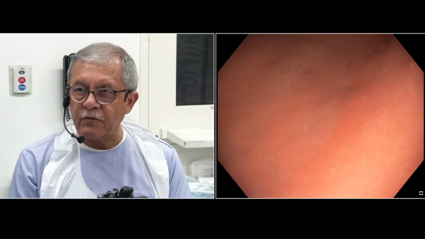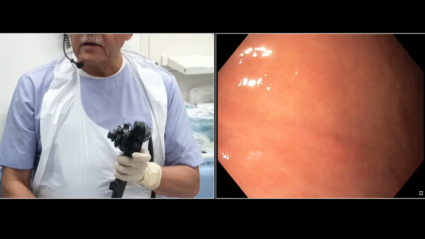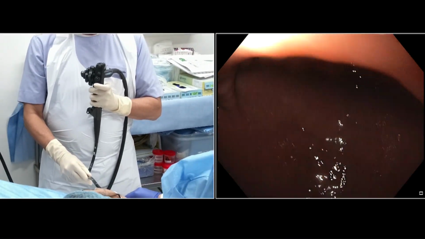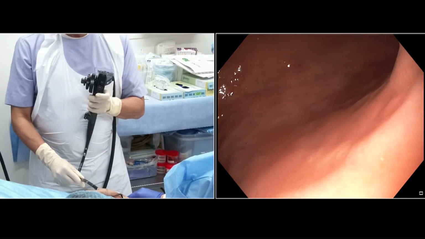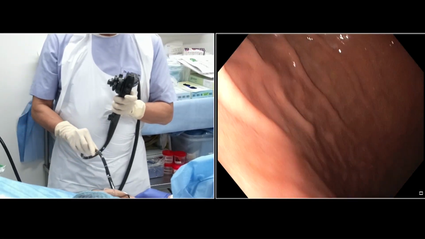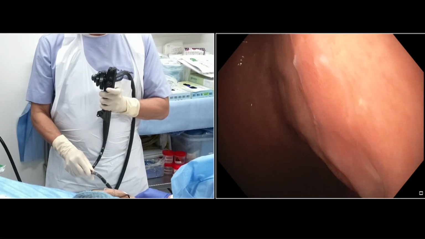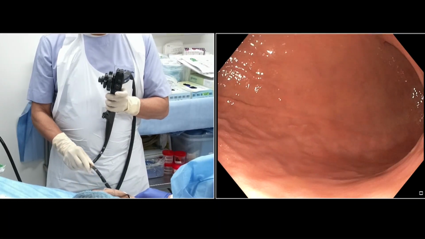By moving the shaft, moving the big wheel and turning the big wheel up, moving slowly to the right, then again going down. And this way, while coming back, you are taking a complete U-turn and a 360 degrees rotation of the scope, and you can see the entire stomach wall properly.